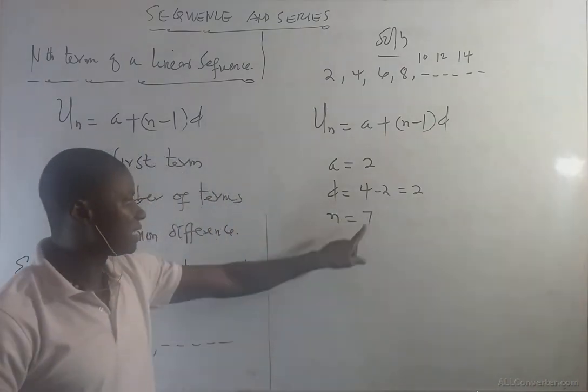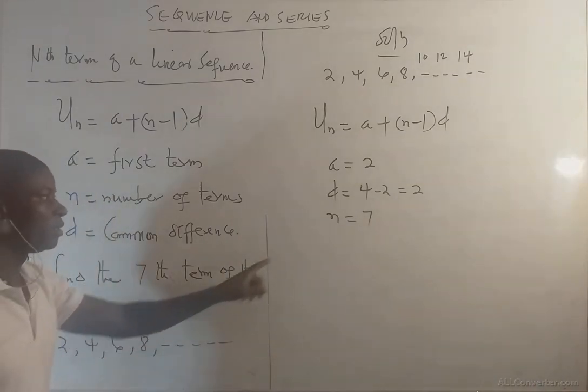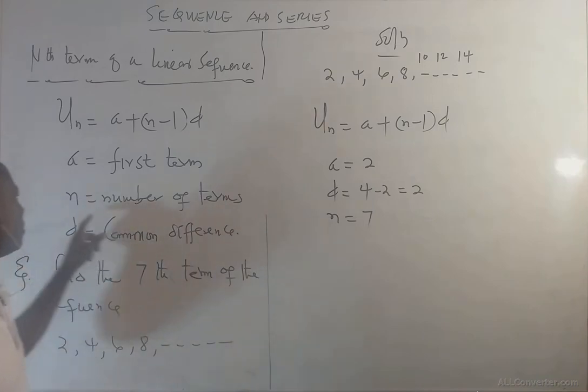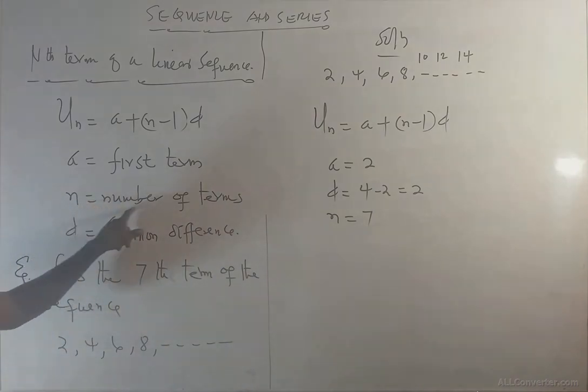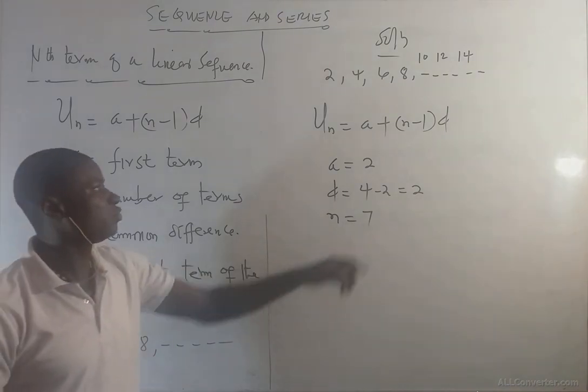Now don't forget that n is equal to 7. How did you get the 7? It's from the question. You have to find the seventh term, and n is the number of terms. So once you have to find the seventh term, that means n is equal to 7.